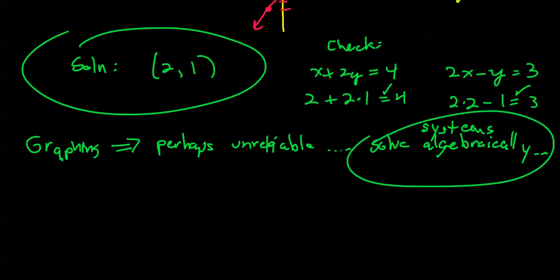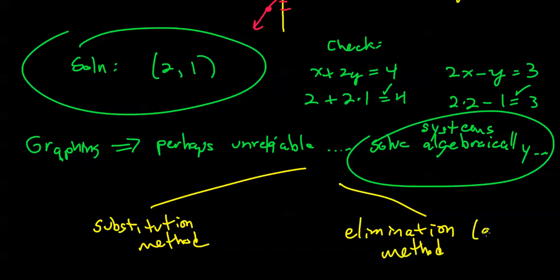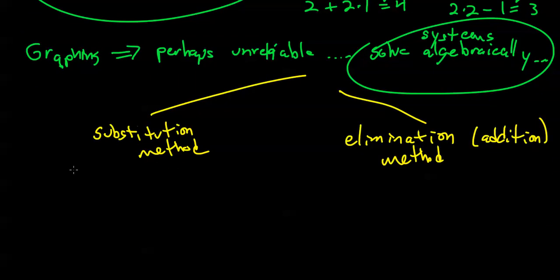And there's two methods we're going to talk about here. There's the substitution method and what our book calls the elimination method, sometimes called the addition method, depending on the book that you read. And I want to talk about the substitution method first.